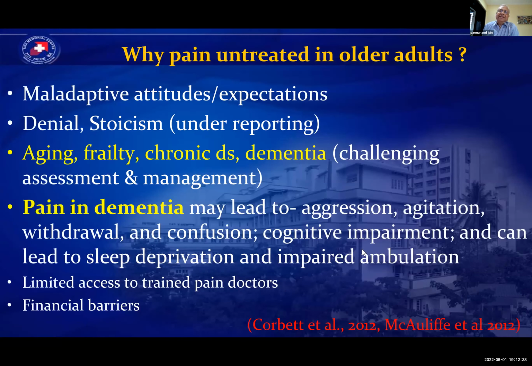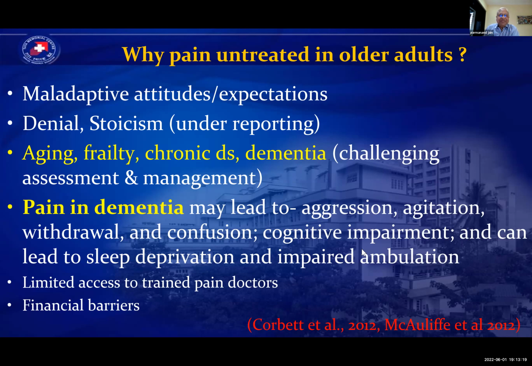So why is pain untreated in older adults? Maladaptive attitudes, denial and stoicism, aging, frailty, chronic disease, dementia. In dementia, the patient doesn't complain, though they are suffering so much pain, because there are psychological changes and memory changes. If you ask a demented patient in the OPD since when this pain is occurring, they won't be able to tell you whether it is 1 month or 1 year or 6 months, or even precisely in days. If you ask, today is Monday, how was your Saturday, they cannot tell you what happened on Saturday.